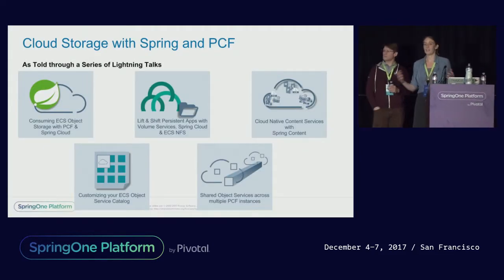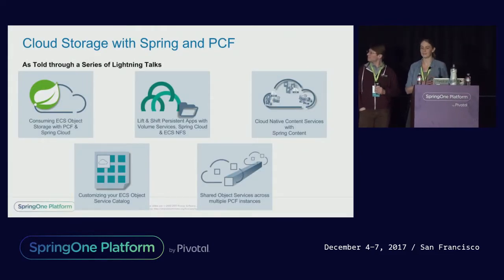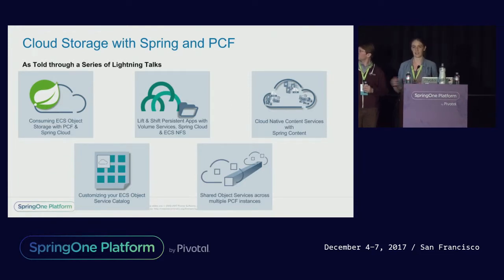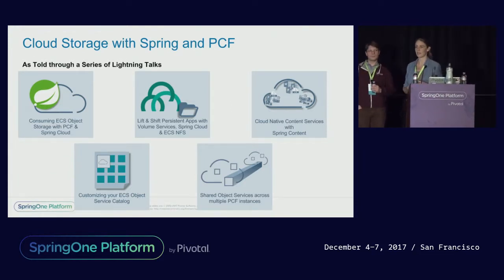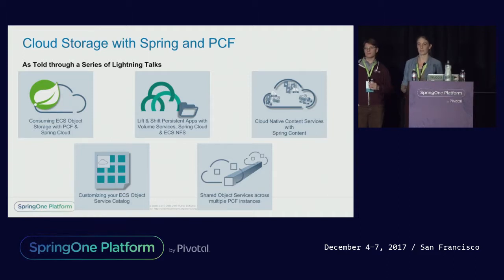To give you an overview, the topic that's going to be consistent throughout all of our lightning talks is Dell EMC Elastic Cloud Storage, which is on-prem object storage, and why ECS is a really great solution for persistence for cloud-native applications. When we bring ECS together with Pivotal Cloud Foundry as a platform, along with Spring Boot and the Bootstrap capabilities, we have a really great all-in-all solution for cloud-native applications and persistence for those apps.